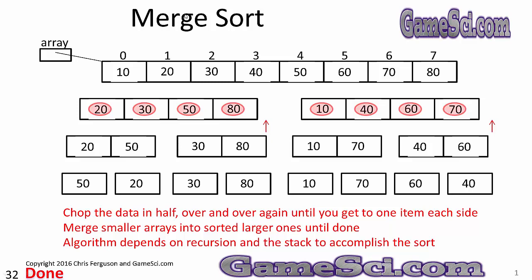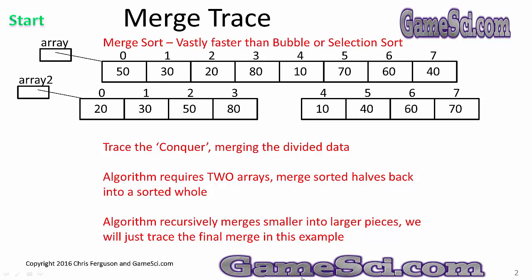Now, let's look at the code that actually does the merging phase. Merge trace. Merge sort is vastly faster than bubble sort or selection sort. What we're going to look at here is we're going to trace the conquer, the merging of the divided data. The algorithm does require 2 arrays to merge sorted halves back into a sorted whole.